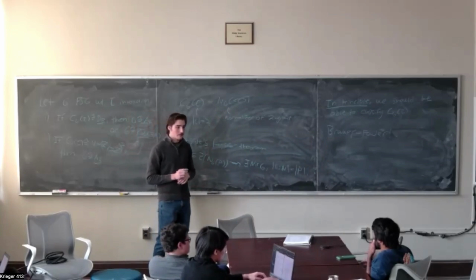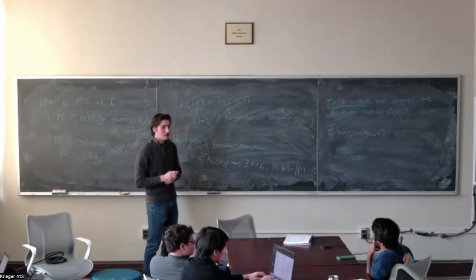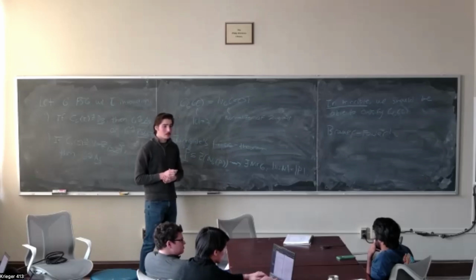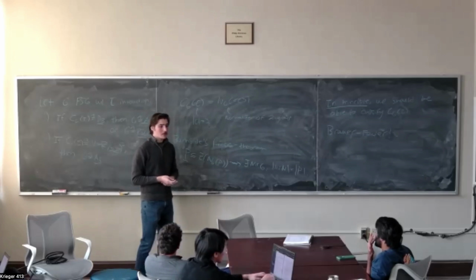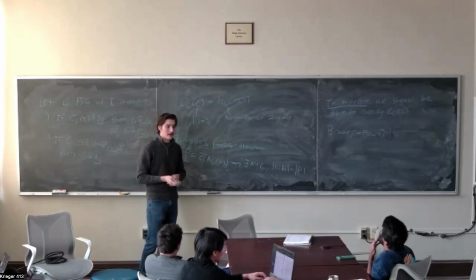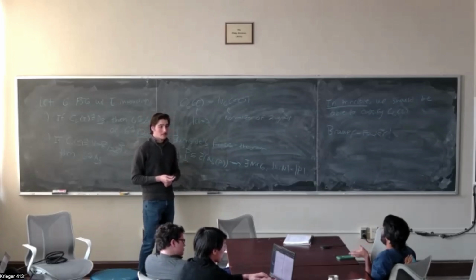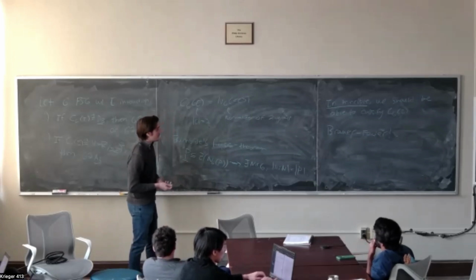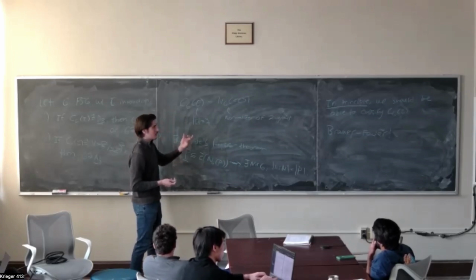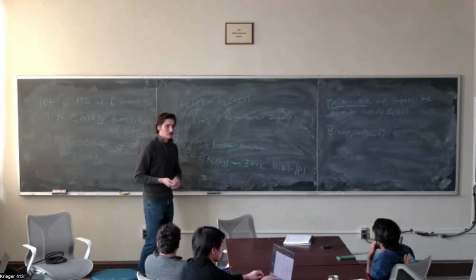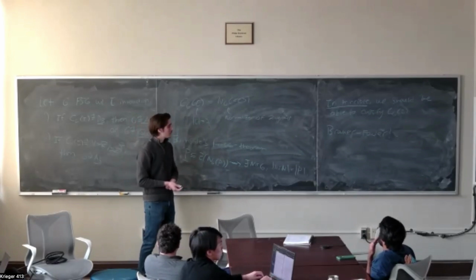Is the normalizer of a P group not the same as the centralizer of one of its generators? Which generators? Because the P group is cyclic, right? No, a P group is just a group of order P to the N. Oh, it's not order P, it's order P to the N. Okay, sorry. That makes a lot more sense then. So what you were saying is probably true in that case.